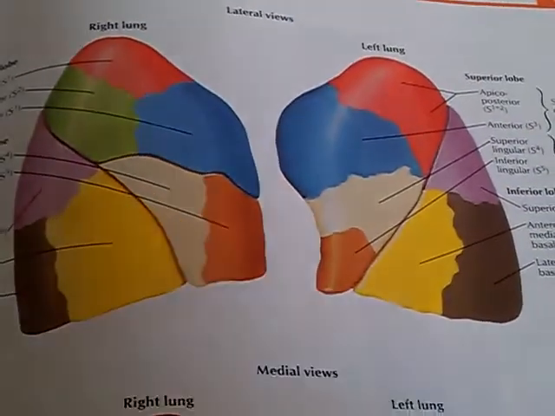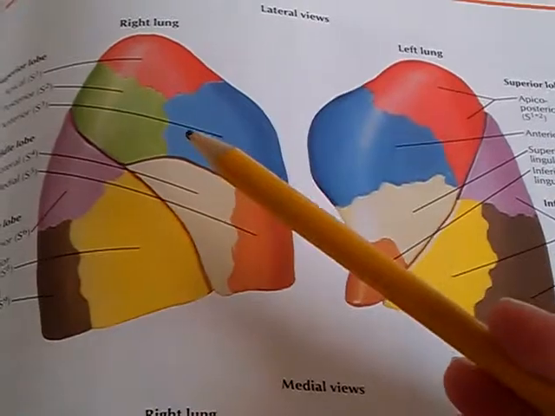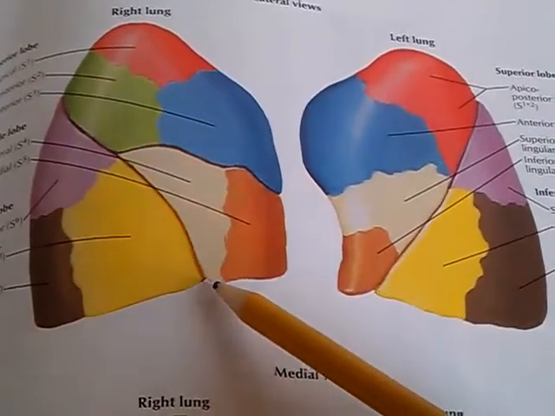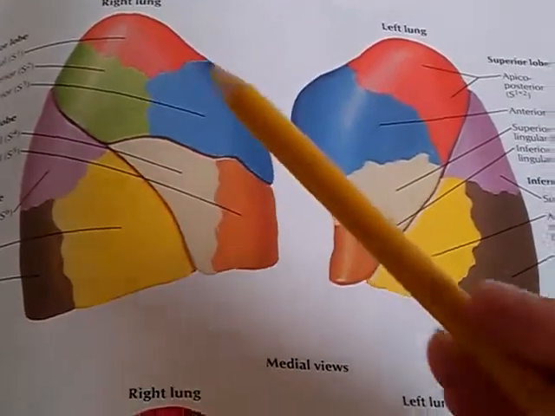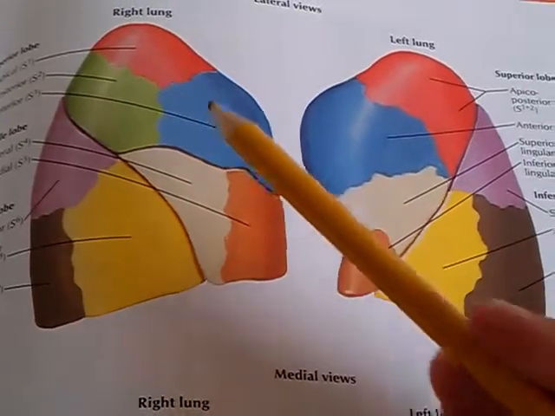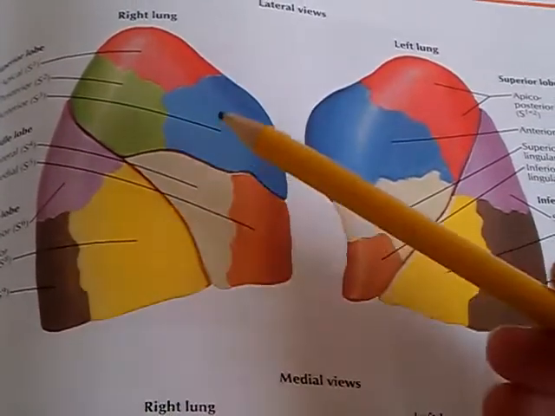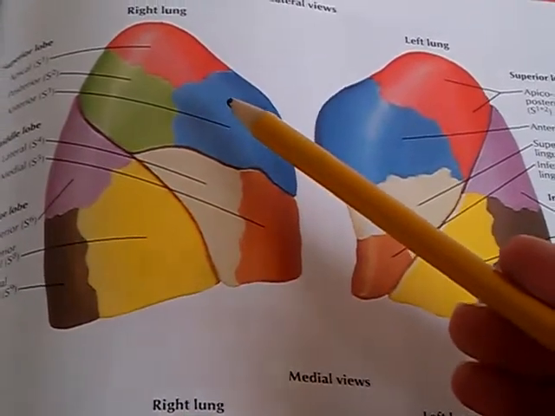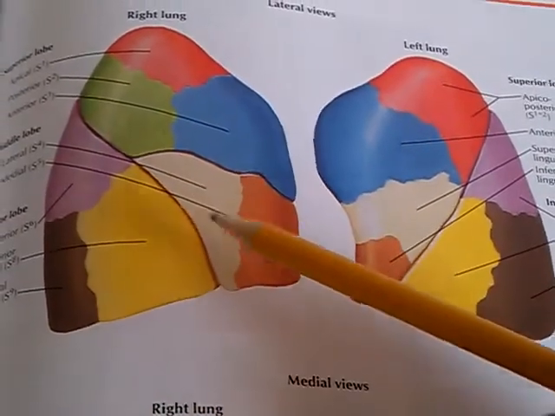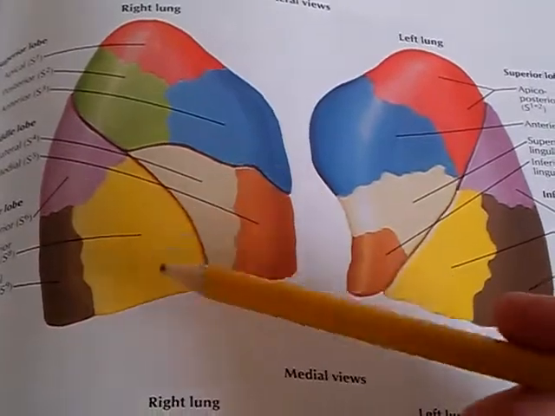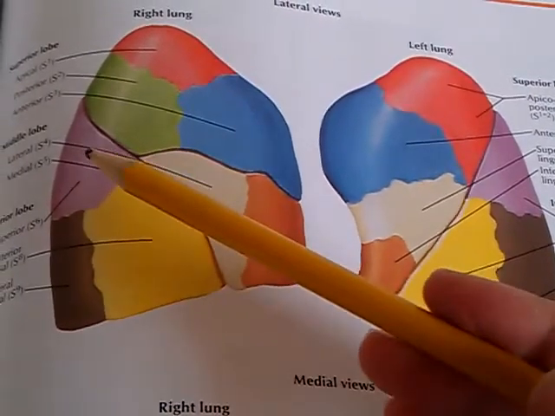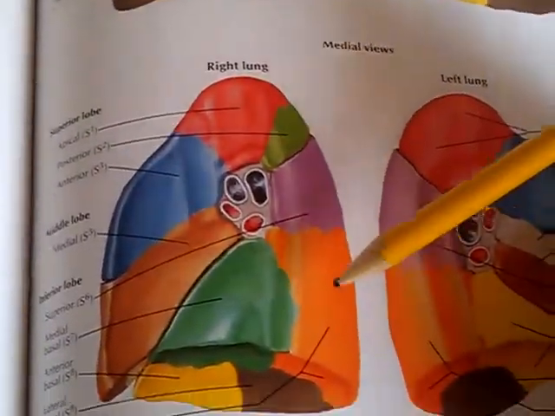Now the lungs are divided by fissures into lobes. The right lung is divided by oblique fissure and horizontal fissure into a superior, middle, and inferior lobe. The superior lobe has 3 segments, the middle lobe has 2 segments, and the inferior lobe has 5 segments. Here you have the 2 extra on the inside.